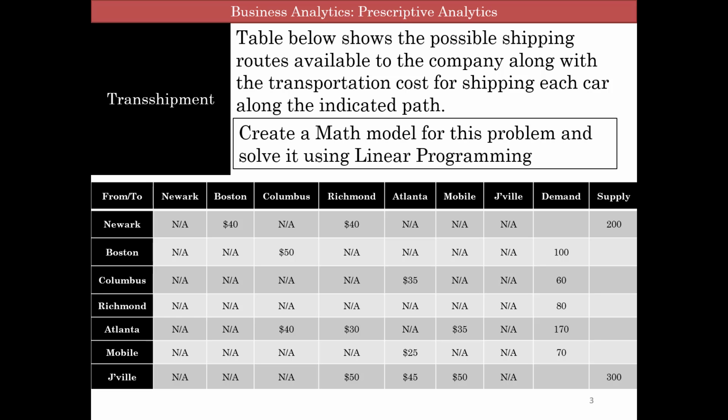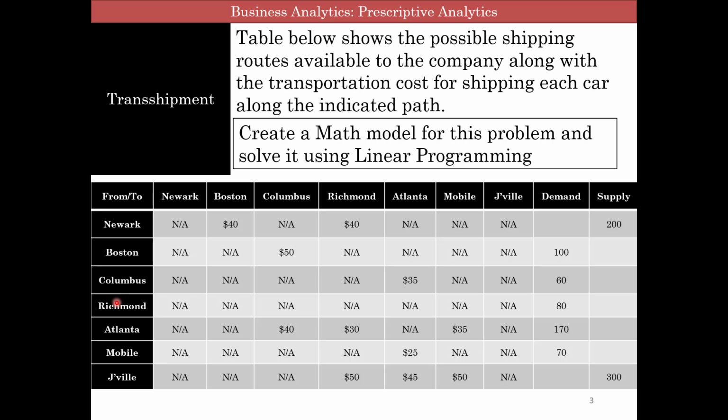We're going to look at this as a math model. Let's think through this problem. We can go from New York to Boston and Richmond. From Boston, you can send cars to Columbus, but you have to keep 100 cars. So let's assume you send 200 cars to Boston, you keep 100 cars in Boston and send the rest to Columbus. From Columbus, you can send cars to Atlanta, but you need to keep 60 cars. Richmond, I assume, only receives cars and doesn't send anything anywhere.